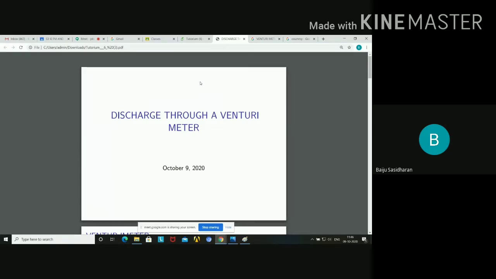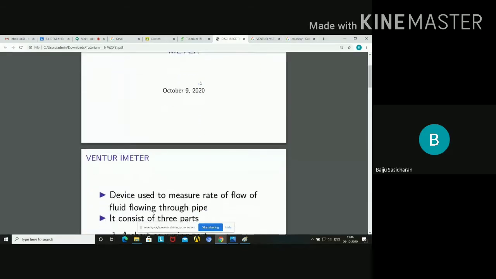At the end of deriving Bernoulli's equation, we discussed the application of it to some devices, and mainly those devices are used for finding out the discharge of fluid flows. One such device is the venturimeter. I think you have already seen this venturimeter in your fluid mechanics lab.